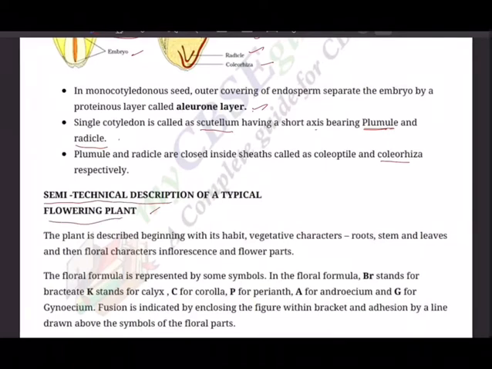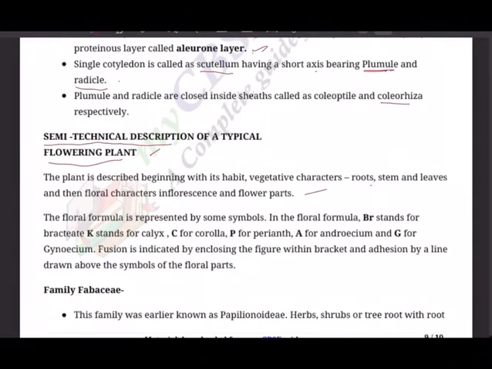So the plant is described beginning with its habit, vegetative characters, roots, stem and leaves, and then floral characters, inflorescence and flowering parts. So the floral formula is represented with some symbols. In the floral formula, BR stands for bracts. So if bracts are there, then we write BR.